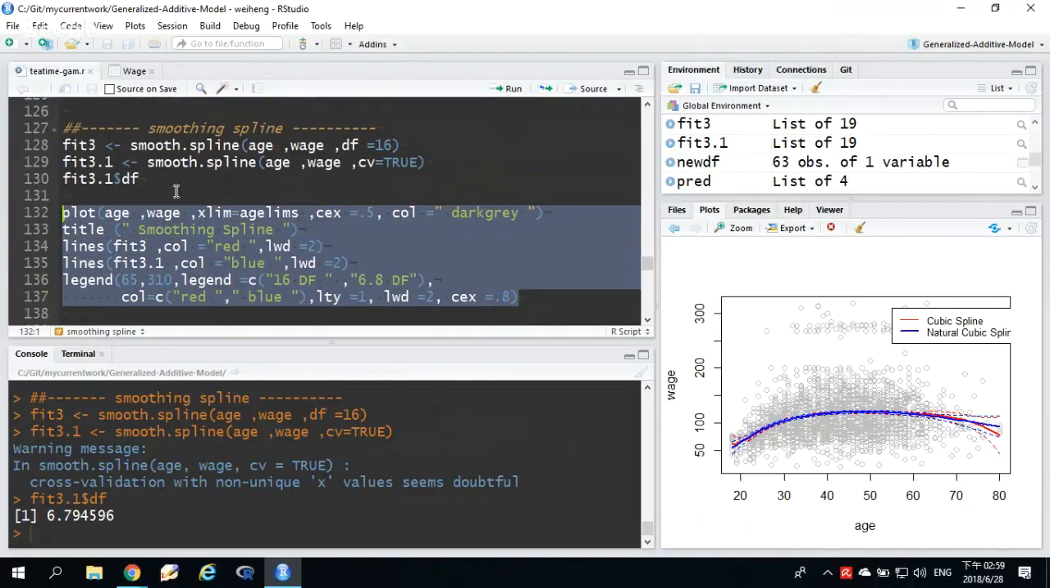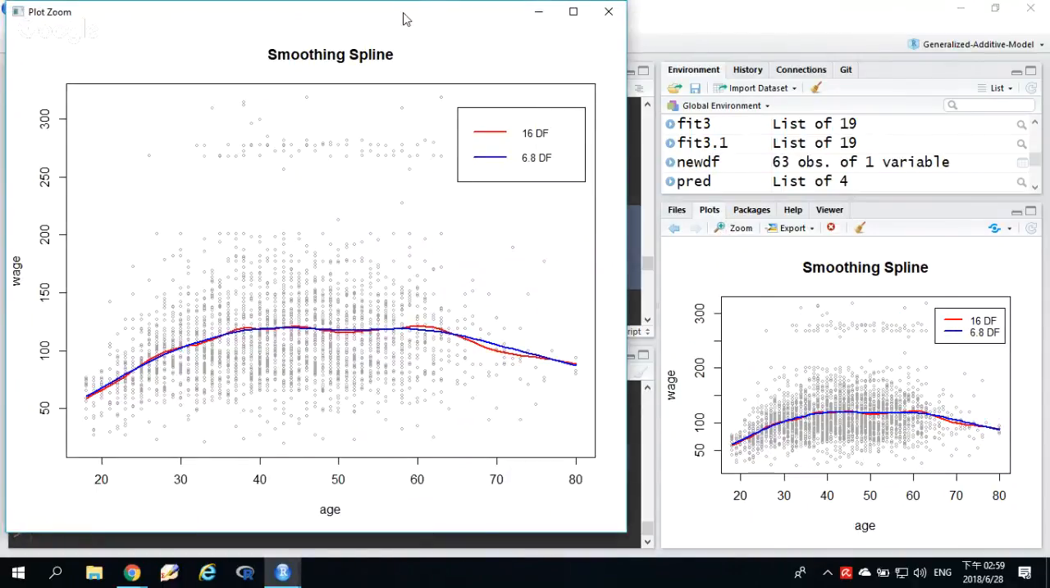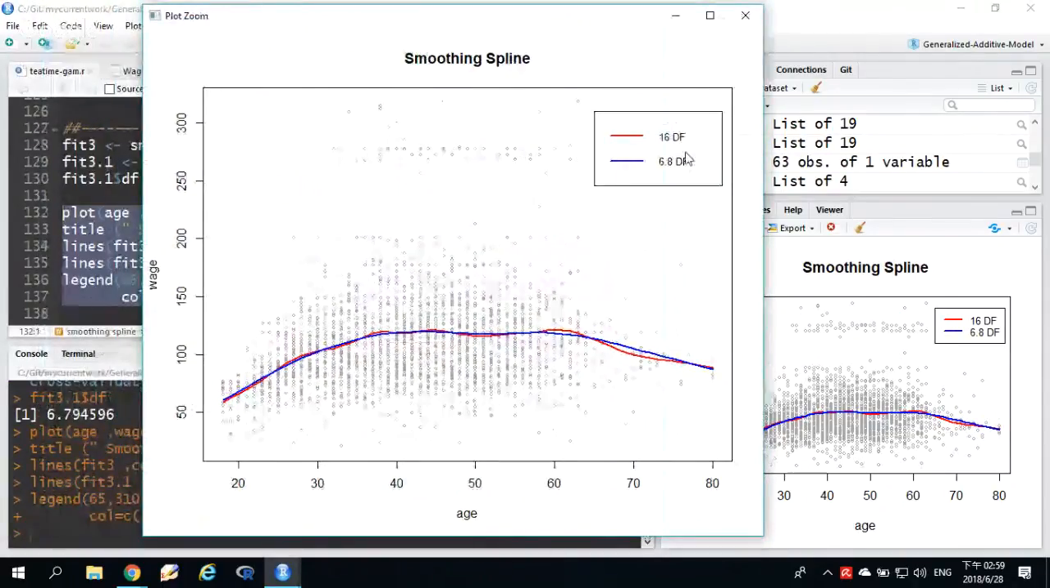And you can also plot it. These are the two fits, choosing df 16 and choosing 6.8, and they are very similar.